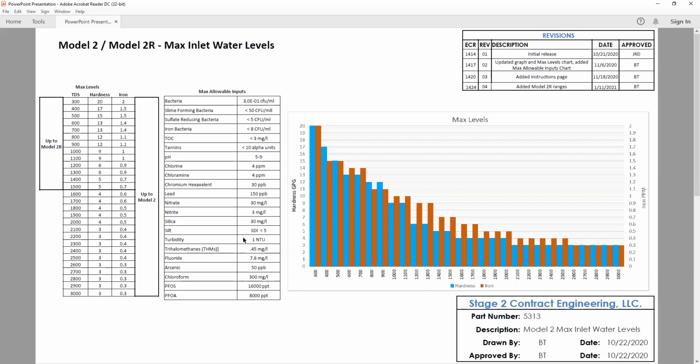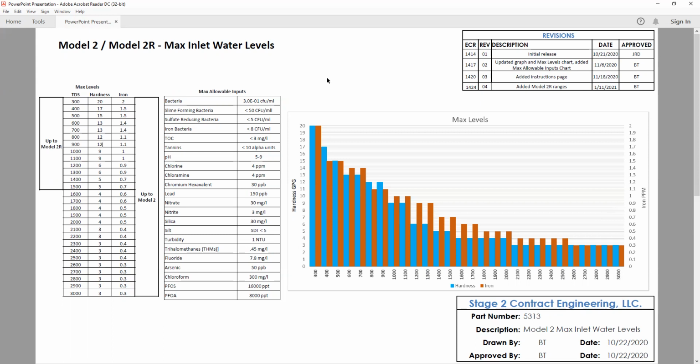Same thing with turbidity, for instance. If you're at a turbidity of 3 NTU, then that's your indicator that you're above our max allowable input of 1 NTU, and you'll need to install pretreatment prior to our system to reduce that to meet our maximum allowable input.